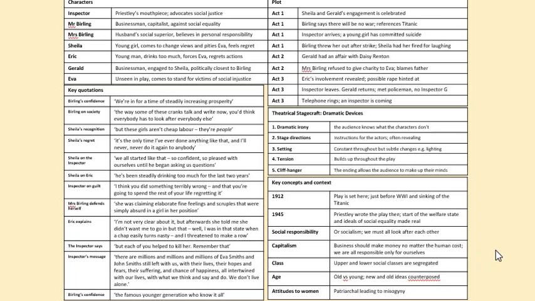What I'd like you to do before moving on is to make sure you have access to this and have a look through it, because it'll give you a much better understanding of what it is we're going to be looking at. So pause the video now and go and find that knowledge organiser.